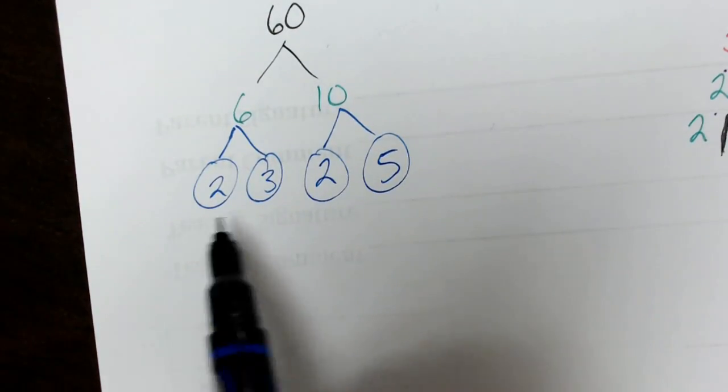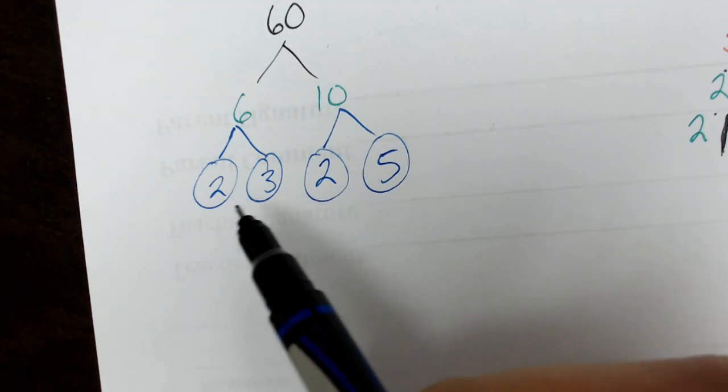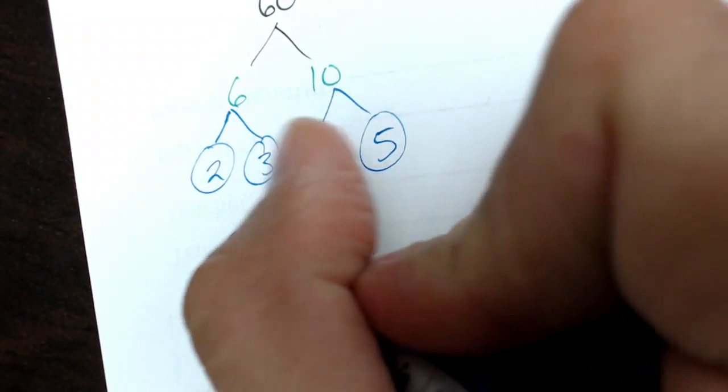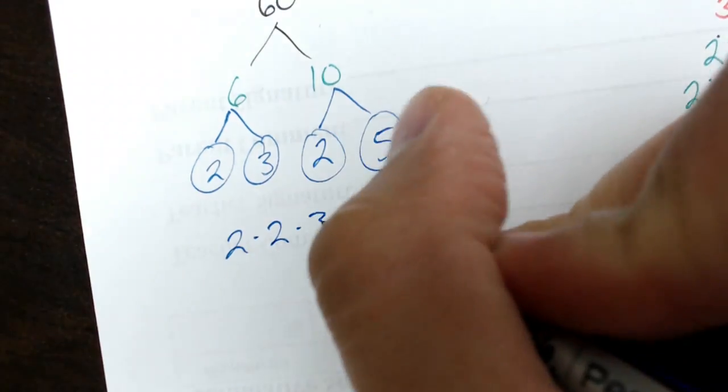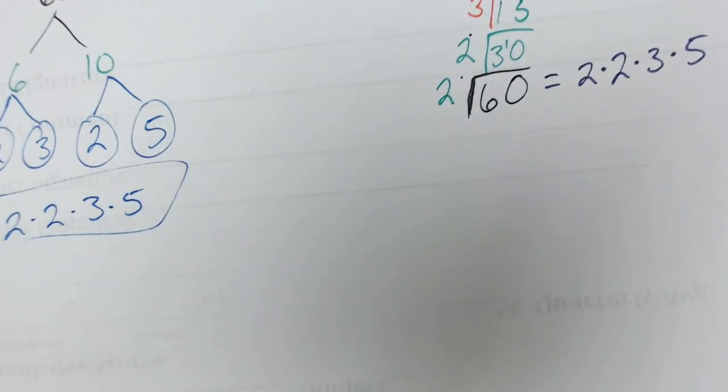When all of my answers are circled, or when I've got no more numbers to factor, that is my final answer. I take all the circled numbers and put them in ascending order, meaning lowest numbers first. So I do 2, 2, 3, and 5, which is the same answer we got over here.